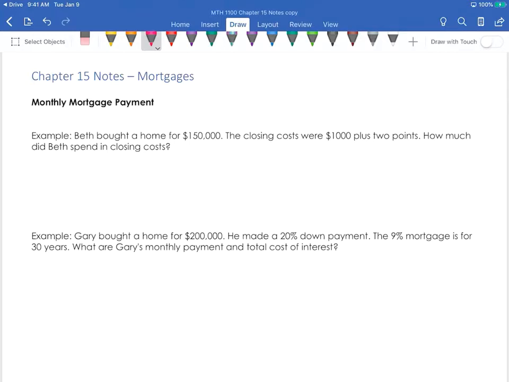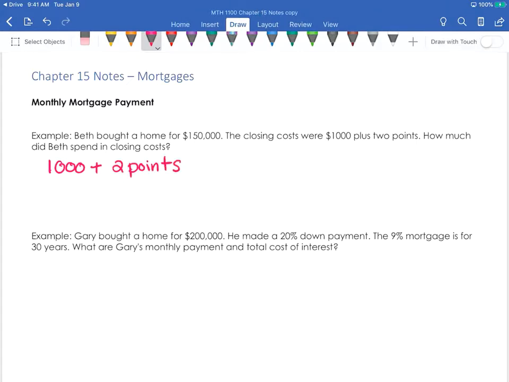So in this first example here, we're going to talk about closing costs. Beth bought a home for $150,000. The closing cost was $1,000 plus 2 points. How much did Beth spend in closing costs? Well, it's going to be $1,000 plus whatever it means to say 2 points.